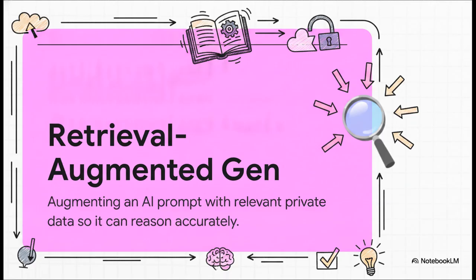It's kind of like giving the AI an open book test. We hand it the exact paragraph from a private PDF that holds the answer, and we say, hey, reason strictly based on this specific information and give us an answer.